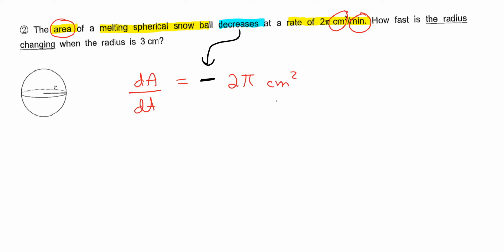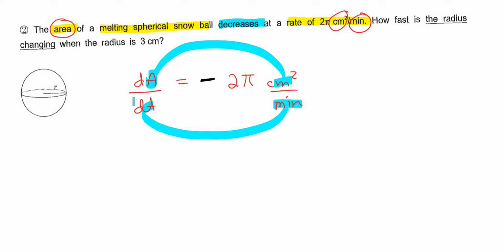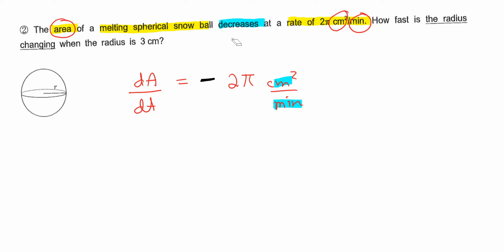centimeters squared per minute. All right, so sometimes with these related rate problems, you may have to write out the derivative expression right away, which is dA over dt equals negative 2 pi centimeters squared per minute. You can always check your variables by taking a look at your units and making sure they line up with the proper numerator and denominator there, which they do in this case.